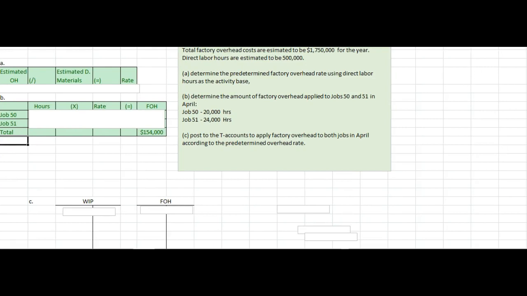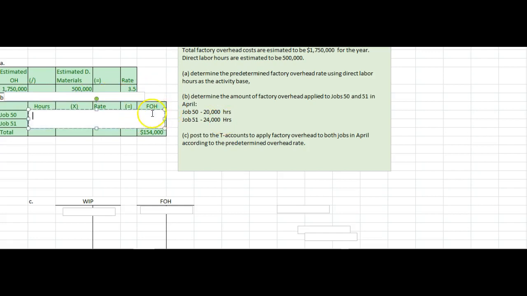This one is asking, total factory overhead costs are estimated to be $1,750,000. Direct labor is estimated at $500,000. Determine the overhead rate using the direct labor hours as the activity base. Well, that one's an easy one for you. That's going to be 1,750,000 divided by 500,000. So the rate is 3.5.